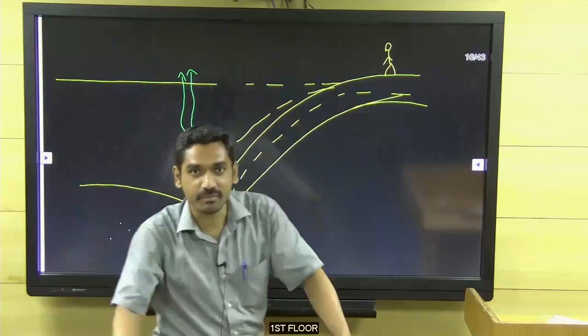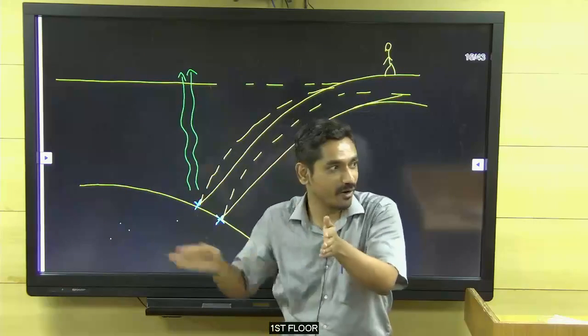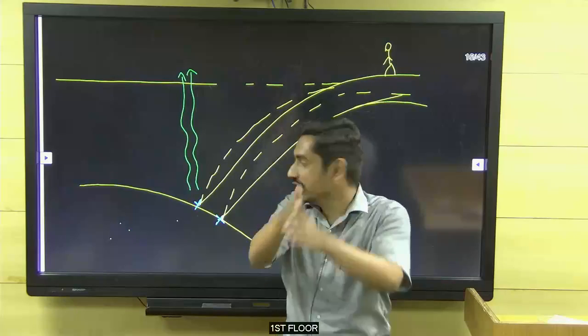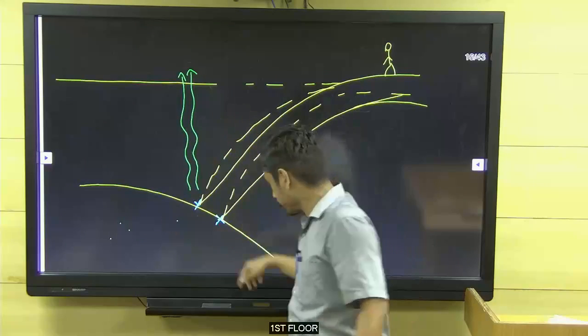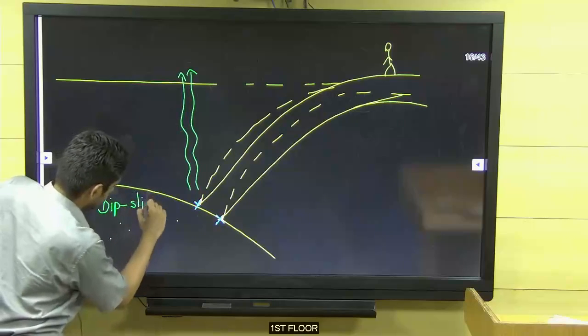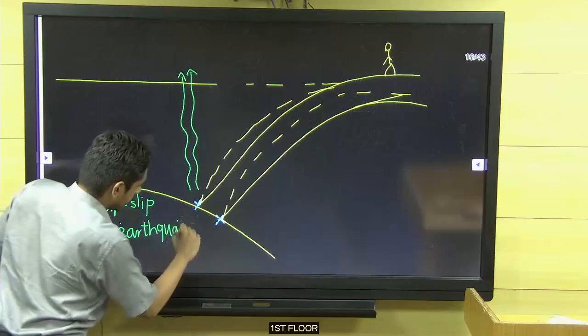Now I should refresh your memory. Dipping, striking. Remember, we saw fault block mountains. Dipping is vertical movement. It is there in your notes. Dip-slip is falling down. This is a vertical movement earthquake. So a dip-slip earthquake sends a large volume of water spiraling up.